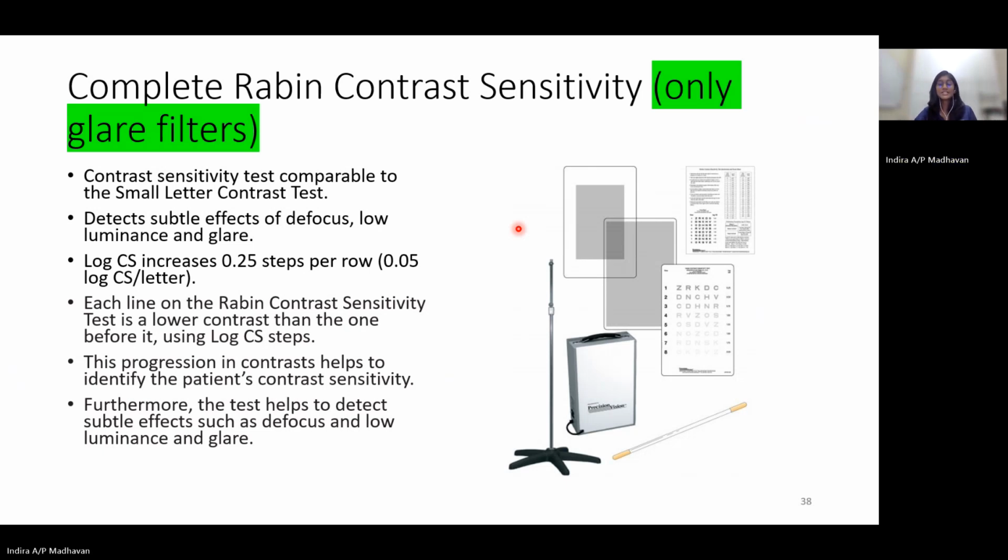Okay, so this is also another reason why we do the contrast sensitivity test, to know whether the patient is having any progression or any problem. Then from there we can prescribe any devices or aids with the illumination built in.